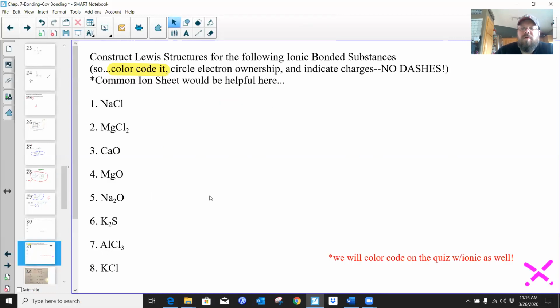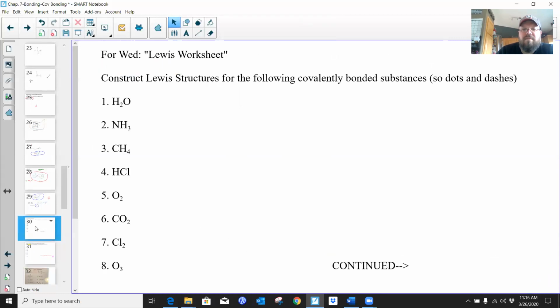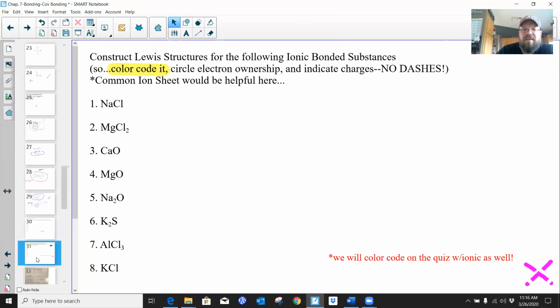You can pause the video right here. Write down these 8. So there's the first 8, there's the second 8. My suggestion to you is to just write these down and show the work in your notes. Keep it small, keep it condensed, so you're not sending me 16 pictures. Hopefully you can send this to me in like 2 pictures. Then on Wednesday at class time, I will need you to submit your work on the Lewis structure worksheet, these 16 Lewis structures.